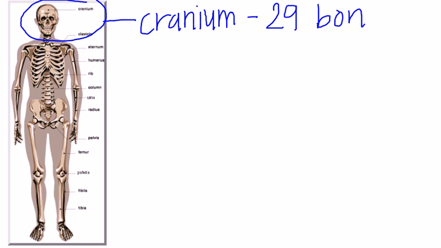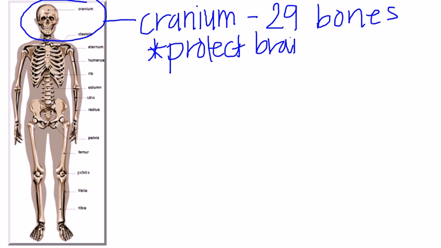And the function of the cranium is very, very important, and that is to protect your brain, your eyes, and your ears. It's really important because you need to have the cranium there to help protect that soft tissue that's so important. Obviously, we learned in the nervous system, can't do much without a brain.